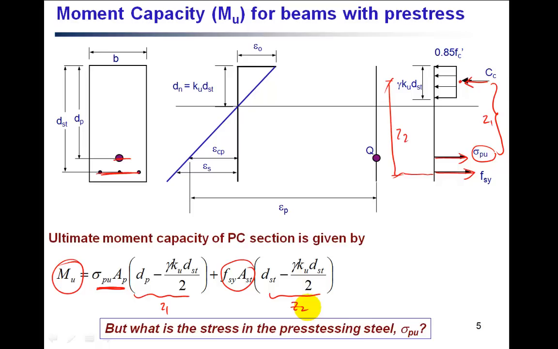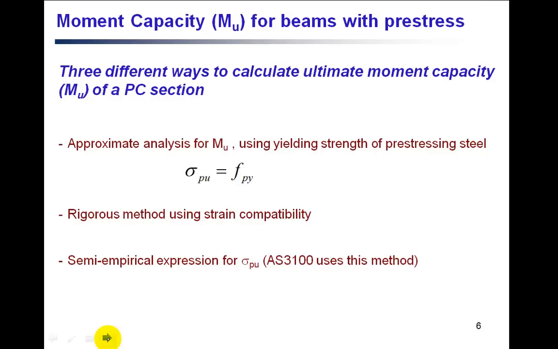But the problem here is that we do not yet know what sigma pu is. It might be yielding, it might not be yielding, so we do not exactly know the value of sigma pu. So that is one challenge remaining for us here. There are three different ways to estimate the stress in the pre-stressing wire at the ultimate load condition, so that we can find the ultimate moment capacity.